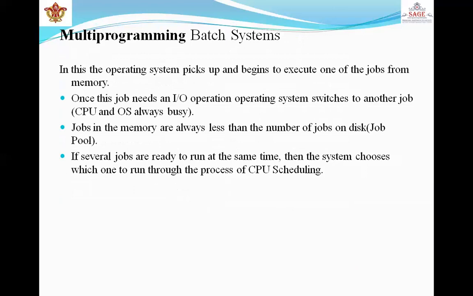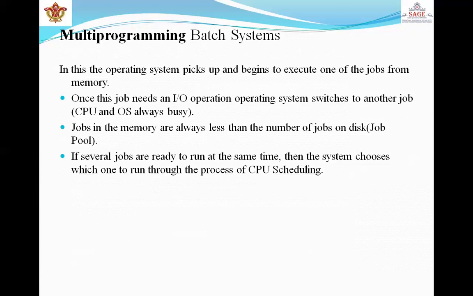Next is the multi-programming batch system. It is also called a multi-program task system. A multi-programming operating system allows executing multiple processes by monitoring their process state and switching between processes. A series of jobs are executed without any human intervention in a batch operating system. In this, a set of jobs with similar needs are batched together and input to the computer for execution. Once a job needs an input-output operation, the operating system switches to another job.